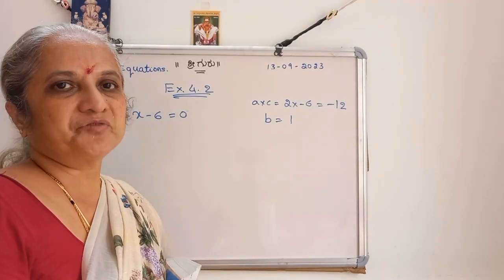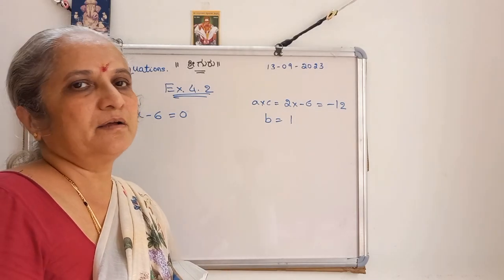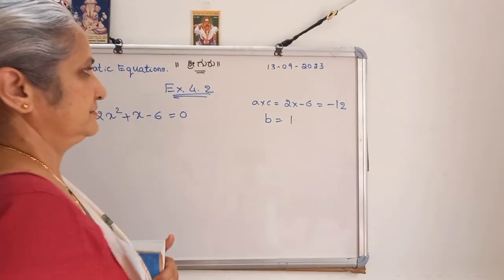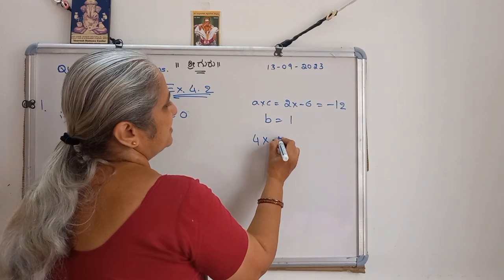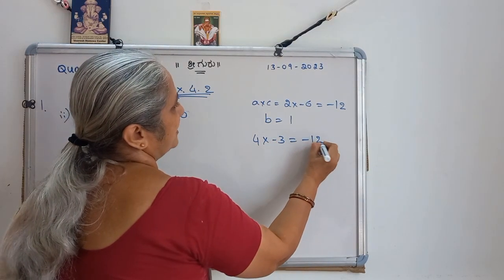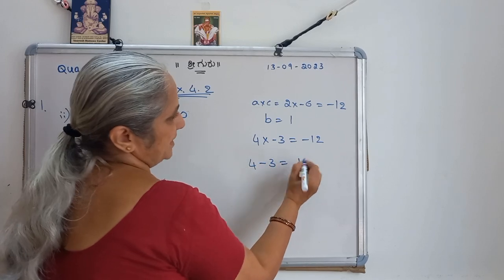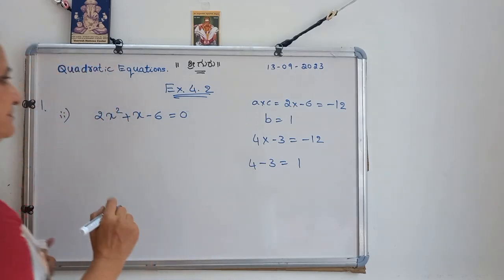आपको minus 12 का factors निकालना है. वो factors कैसे रहना? उनको add करने से हमें 1 number मिल जाएगा. 4 into minus 3 is equal to minus 12 and 4 minus 3 is equal to 1. This is our AC and this is our B.